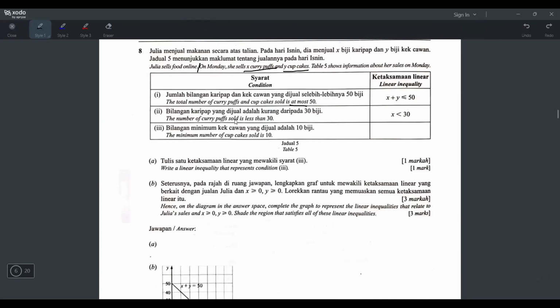And then the number of curry puff sold is less than 30. Curry puff is X, right? So X sold less than 30. So X less than 30 and the other line bawah. Yeah, because kalau less than, there's no line here.